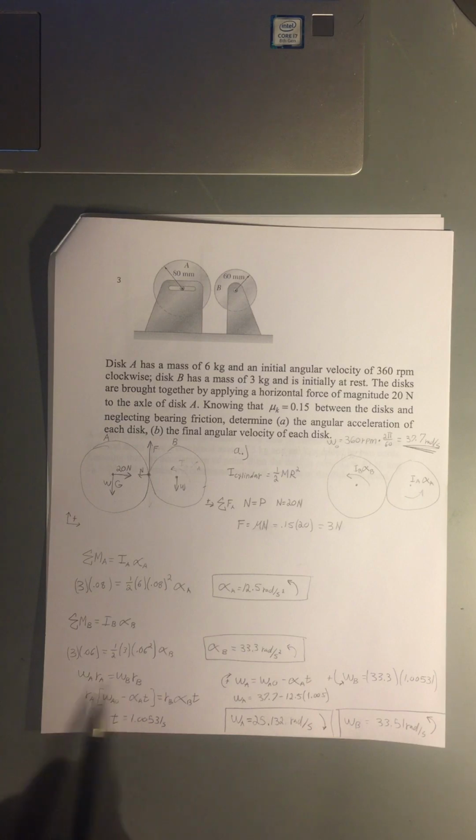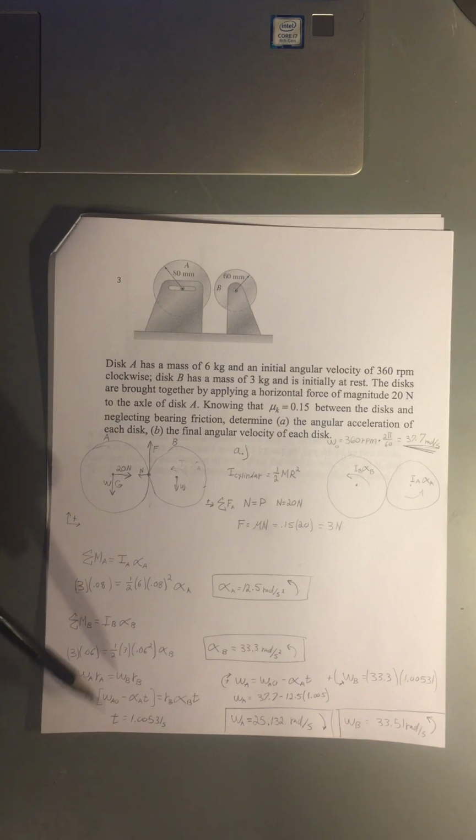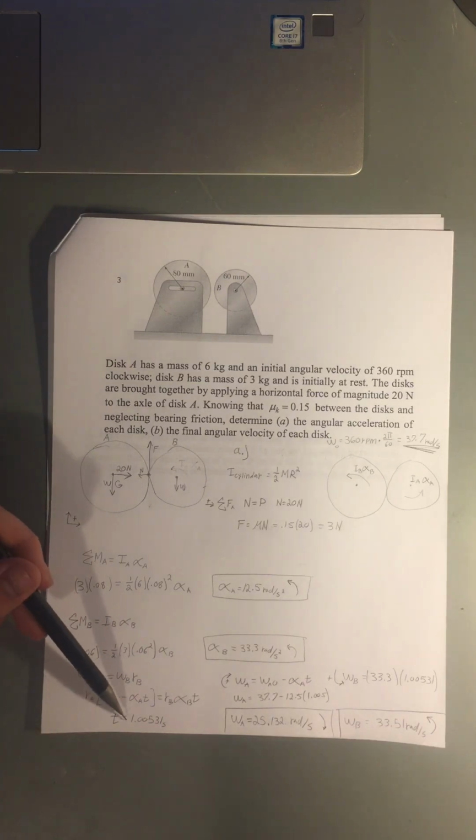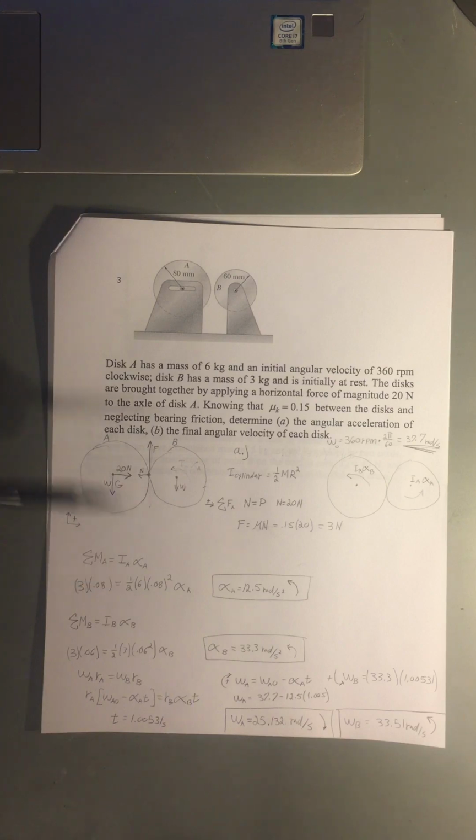To find out what time this occurs, we use this equation here that uses the alpha values that we calculated. Plugging in all of our knowns, it just becomes a matter of finding out what time our angular velocity relationship holds true, which turns out to be 1.00531 seconds. And so using that, we can find out what omega is at any time. This equation here will allow us to find the angular velocity of disk A at any time, and we want to know what it is at this time when they stop sliding, when there's no slip or friction.